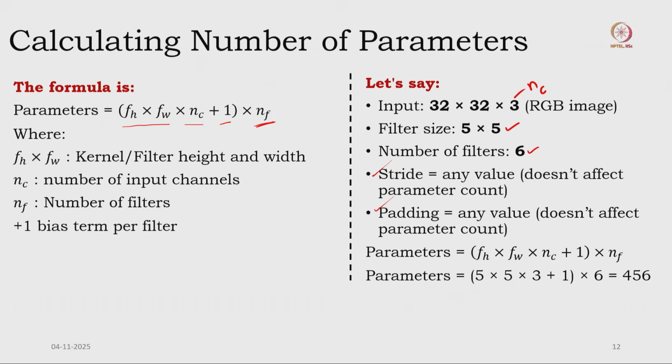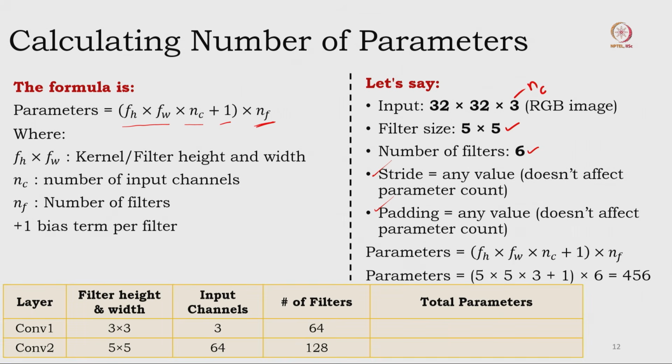So, substitute the values in this. What are the kernel height and width? It is 5 cross 5. The number of channels here is 3, plus 1 bias. How many such filters are we considering? 6 such filters. So, the total number of parameters is 456. So, here is one example.